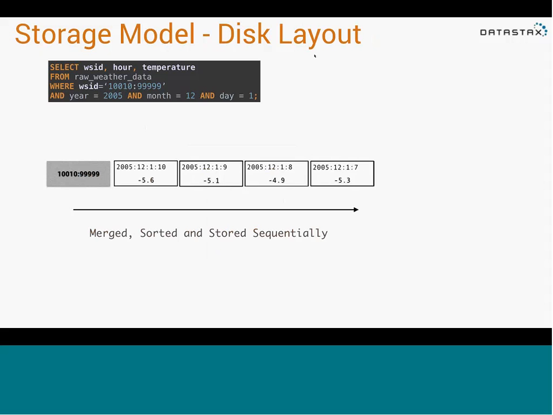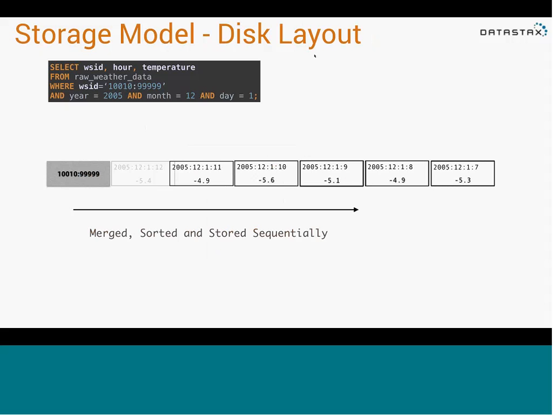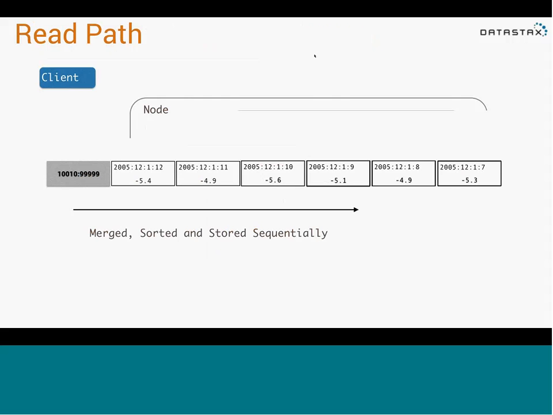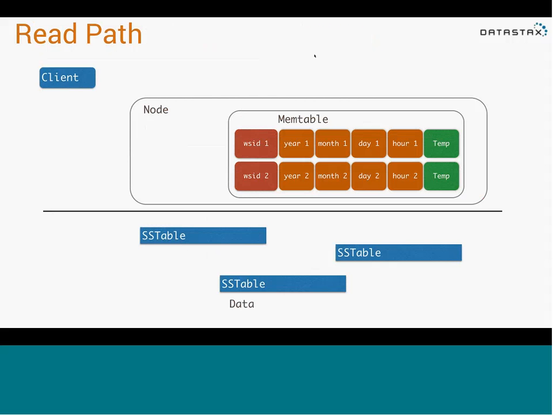Now, whenever I insert new data, it's actually going to the beginning of that record, and that means that as new data is appearing, it's now becoming the first record there, because it's merged and it's sorted and it's stored sequentially. So now, when we get back to the read path, this is where we actually get the payoff, right?